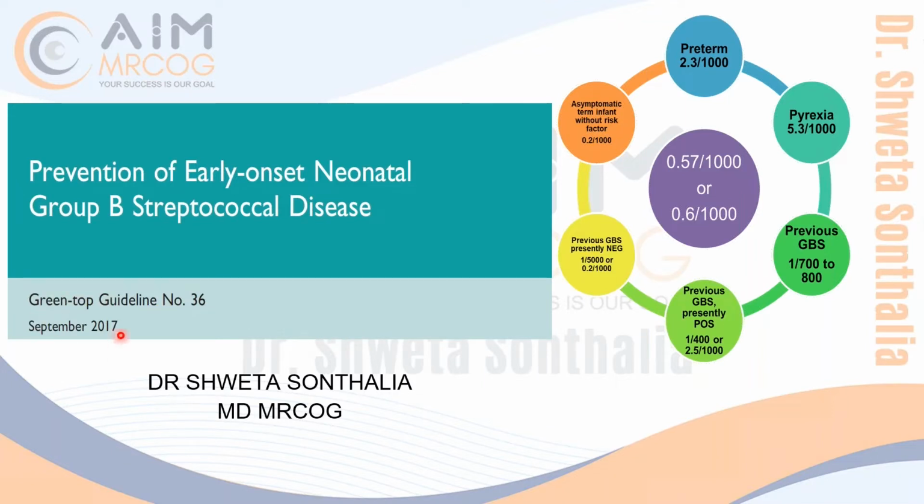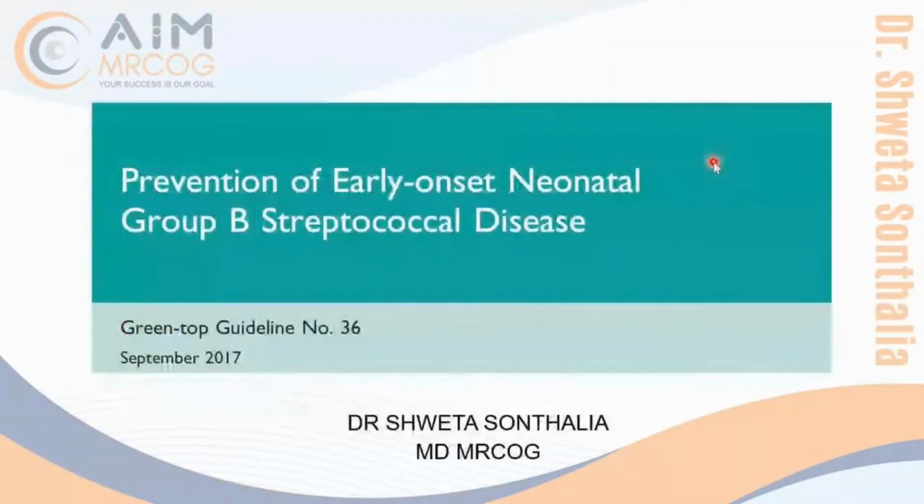This is the 2017 guideline, prevention of early onset neonatal group B streptococcal disease, famously known as the EOGBS. This is the September 2017 guideline. Very important. There is always a question from this guideline because this sometimes becomes confusing. That's why this is their favorite and they keep asking this.